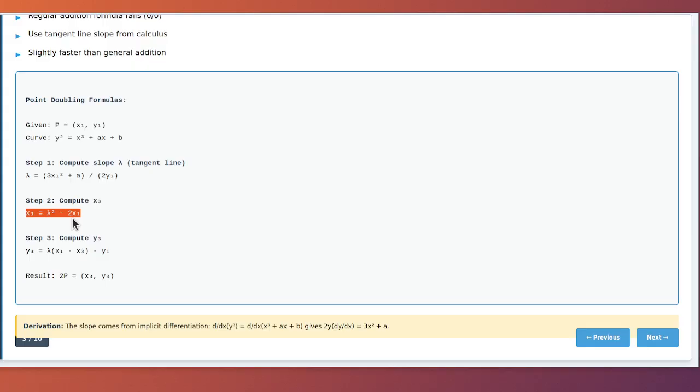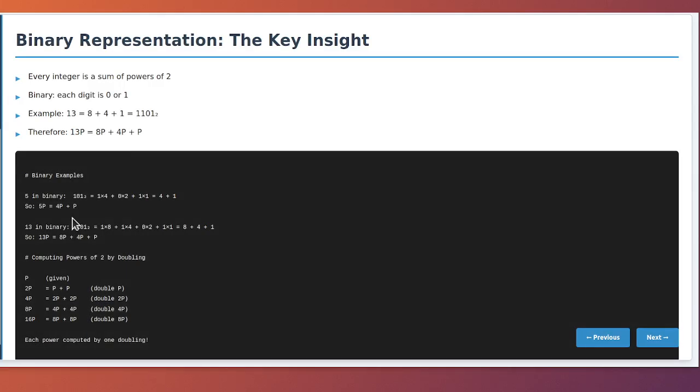These are the point doubling formulas. Point doubling is slightly faster than general point addition because we don't need to compute x sub 2 minus x sub 1 or y sub 2 minus y sub 1, as we know both differences are zero. In optimized implementations, doubling can be about 20% faster than addition. Since the double and add algorithm uses many doublings, this performance difference adds up and makes elliptic curve cryptography practical for real-world use.